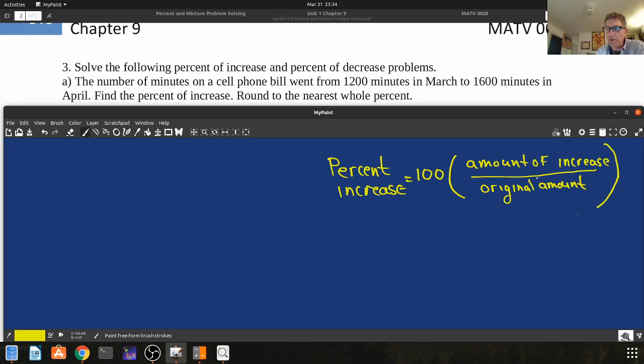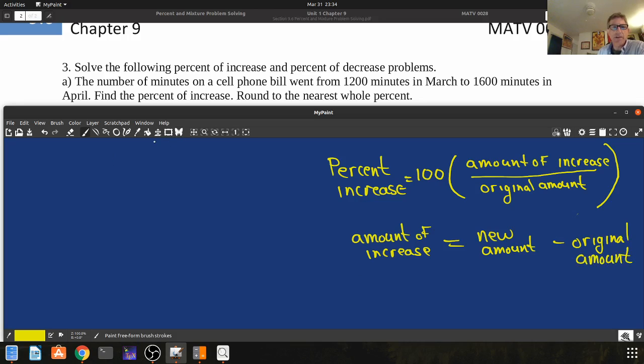And we need to know the amount of increase. The amount of increase is equal to the new amount minus the original. And by original, I mean original amount.